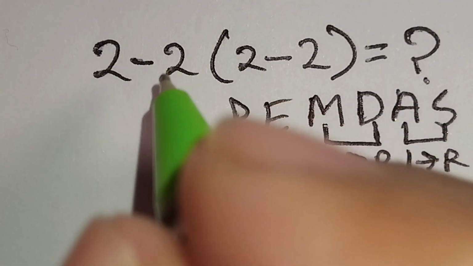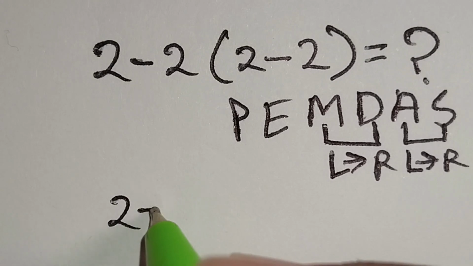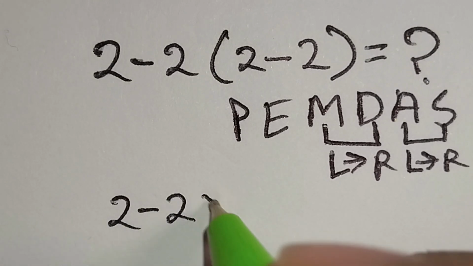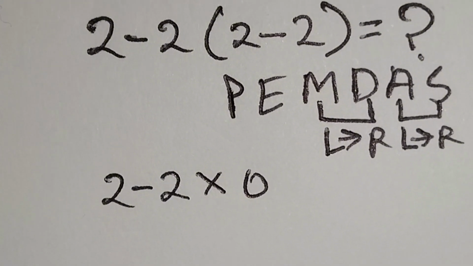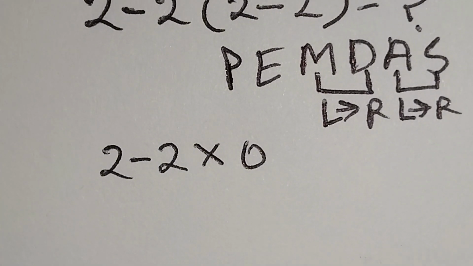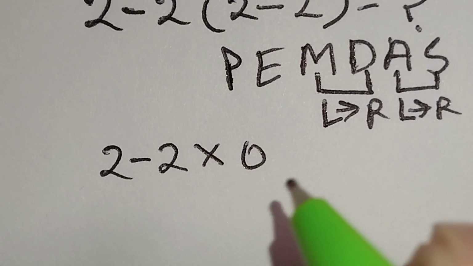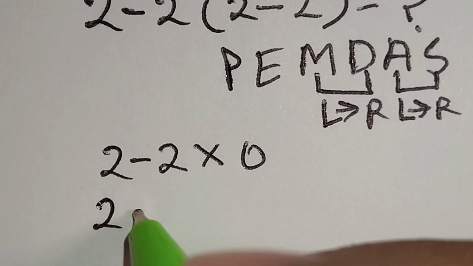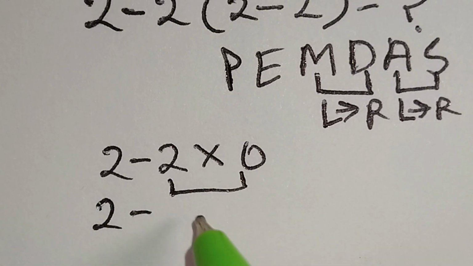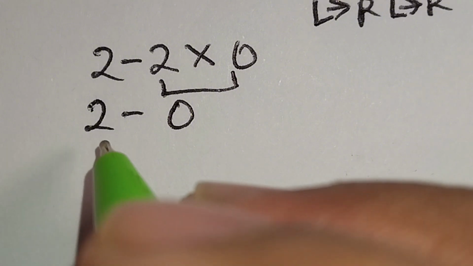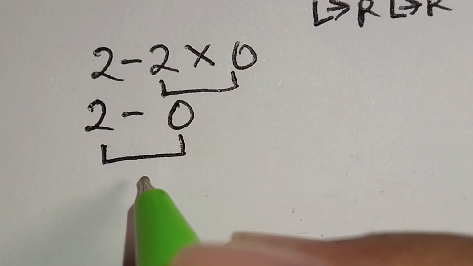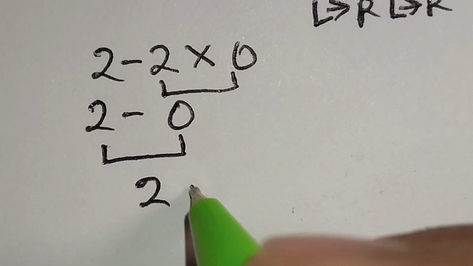Here this 2 minus 2 times 2 minus 2 gives us 0. According to the order of operation, now I have to work with this multiplication. Here this 2 minus 2 times 0 gives us 0. 2 minus 0 gives us 2. And this is correct answer.